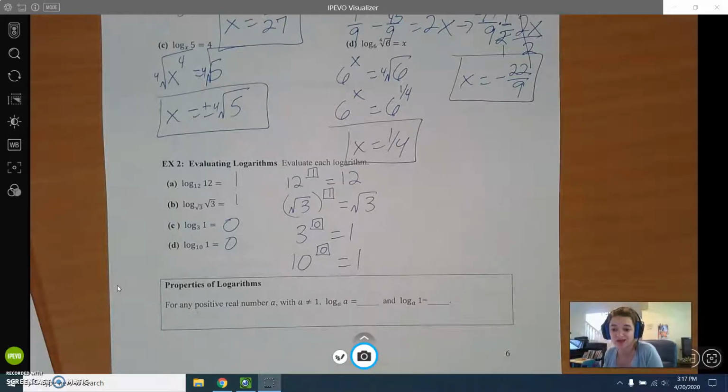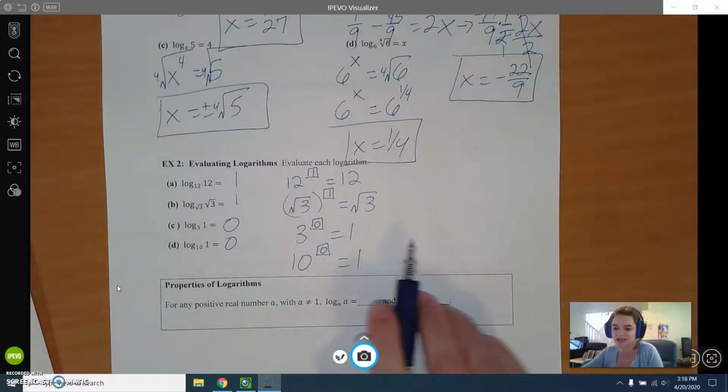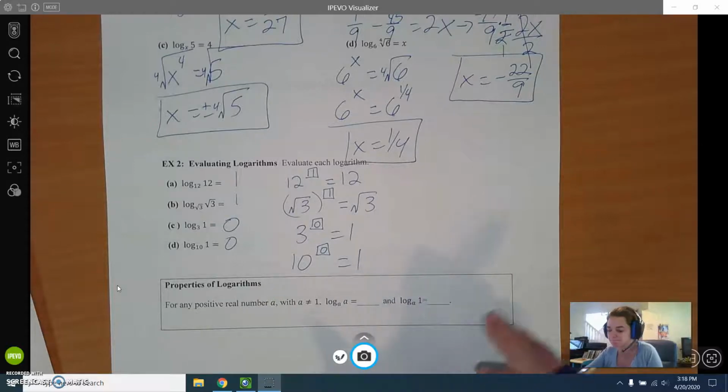So that's how you evaluate logs, and obviously all these are 1s and 0s. You can certainly get other exponents when you're evaluating. And exponents can be positive, they can be negative, but that's how you would do it. I would get them in exponential form first, okay?